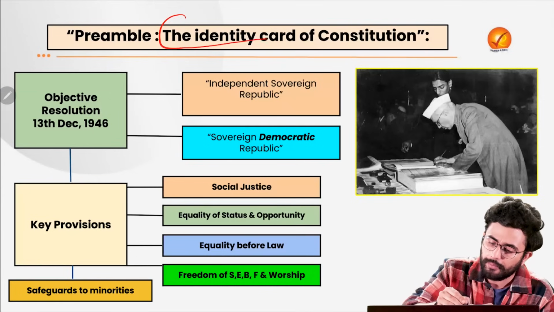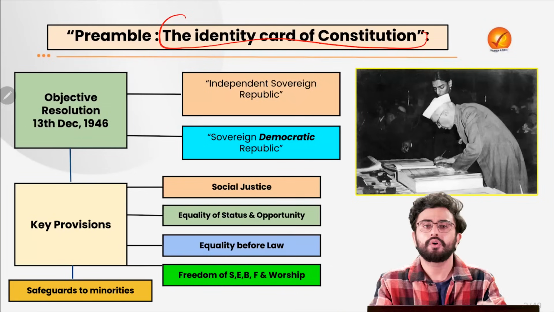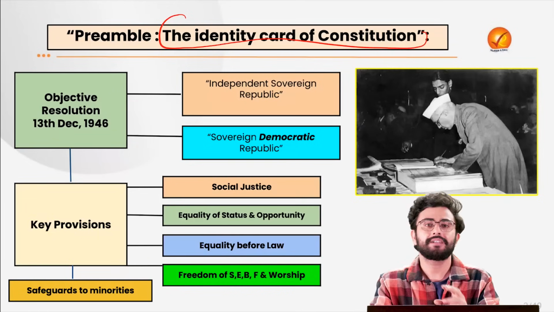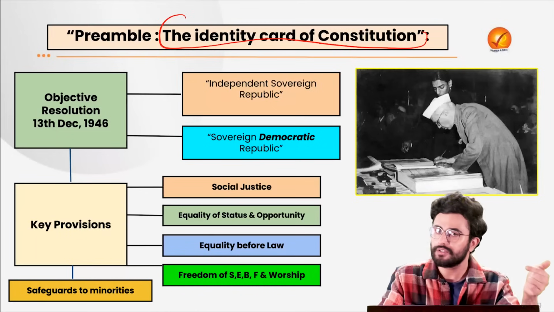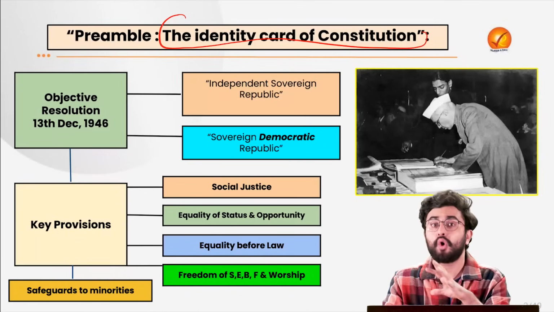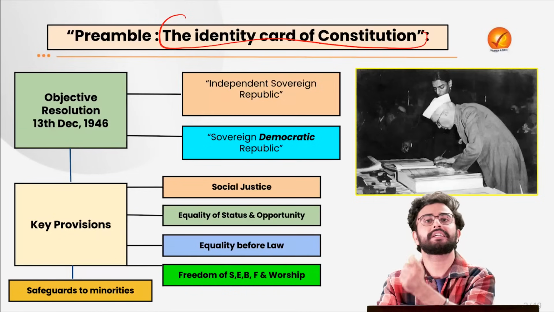The eminent jurist N.A. Palkhiwala called the preamble the identity card of the constitution. Why? Because it lists down the nature of our constitution. It also provides certain objectives which shall be followed by India to achieve as a whole. And third, it also lists down the authority from where the constitution derives its authority.